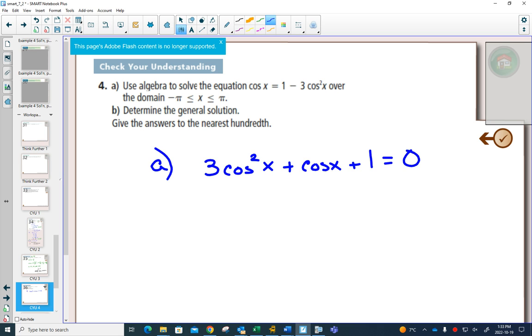Minus 1. Thank you. Good. That's that. This is an example of one that cannot be factored.